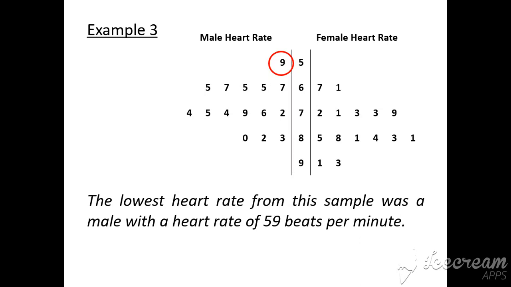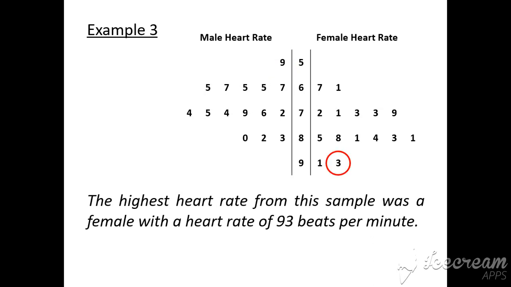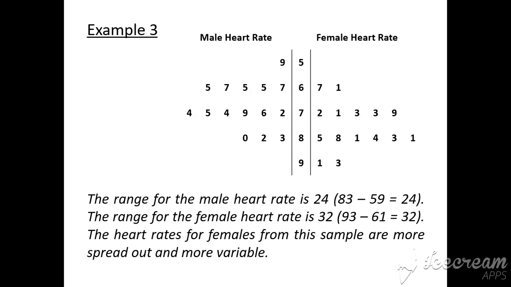If you talked about the lowest, you might decide to chat about the highest. The highest heart rate from the sample was a female with a heart rate of 93 beats per minute. If you took the lowest and the highest for both male and female, you could work out the range. The range for the males is 24, the range for the females is 32, so you could work out the range, show your working, and then you could write a statement like this: the heart rates for females from the sample are more spread out because they've got a greater range and therefore a little bit more variable.